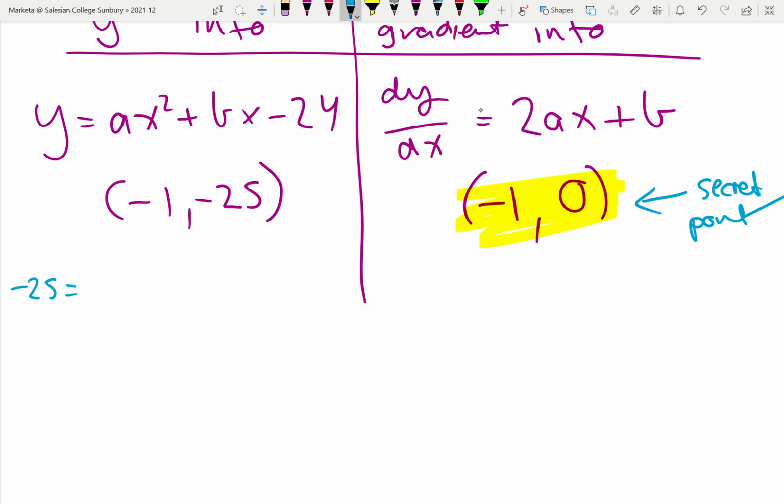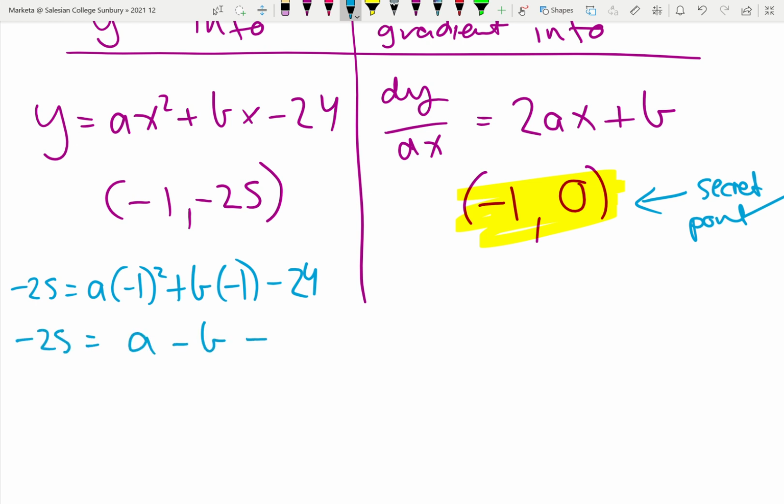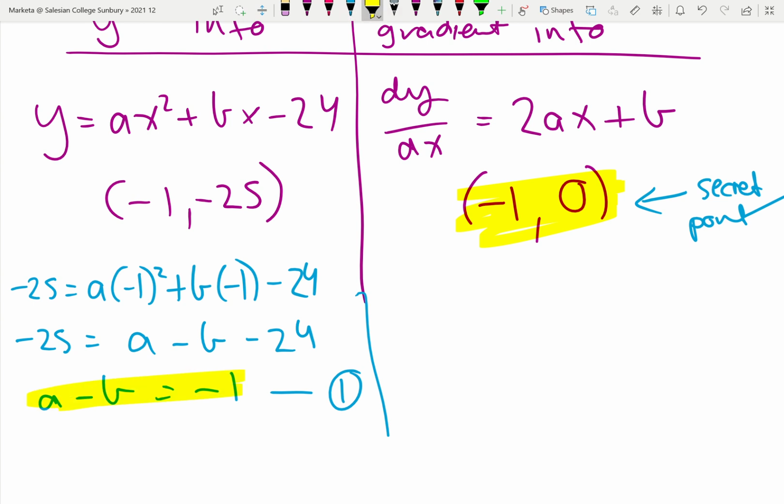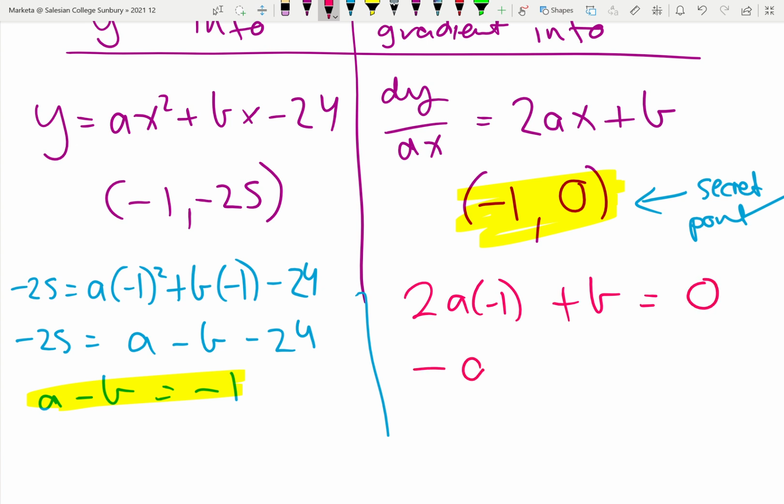Negative 25 equals a times negative 1 squared, plus b times negative 1, minus 24. So now we can say a minus b equals, we're adding 24 on both sides, so we get negative 1. So there's one equation, which I might highlight. Now, for the second equation, we've got 2a times negative 1 plus b equals 0. So negative 2a plus b equals 0.